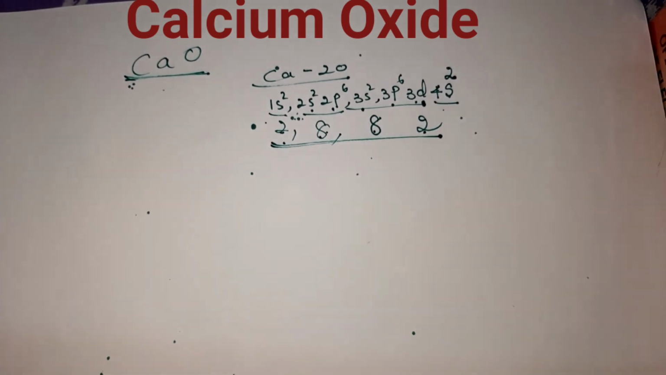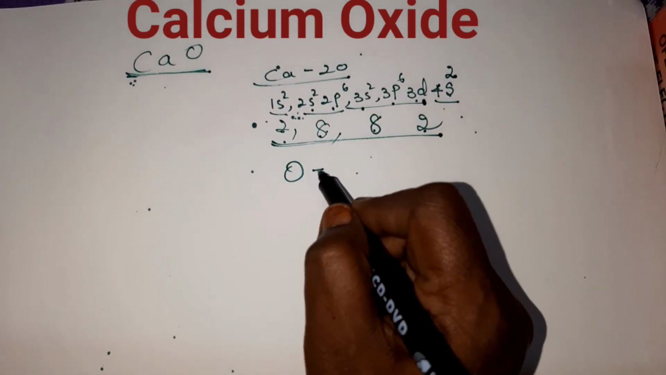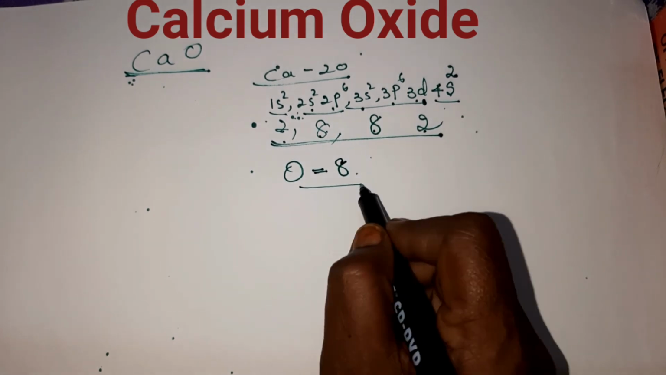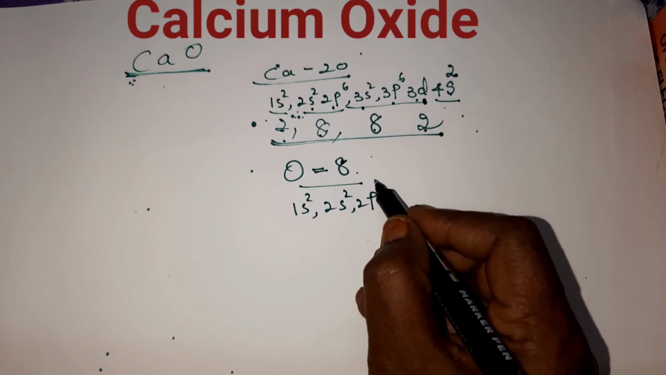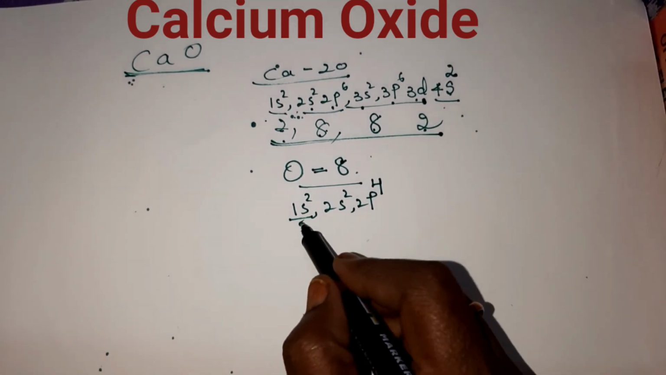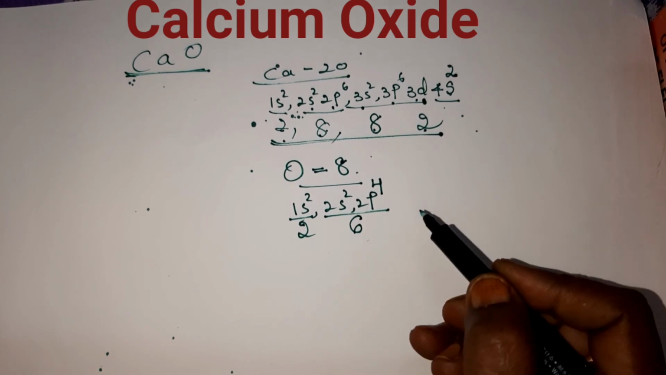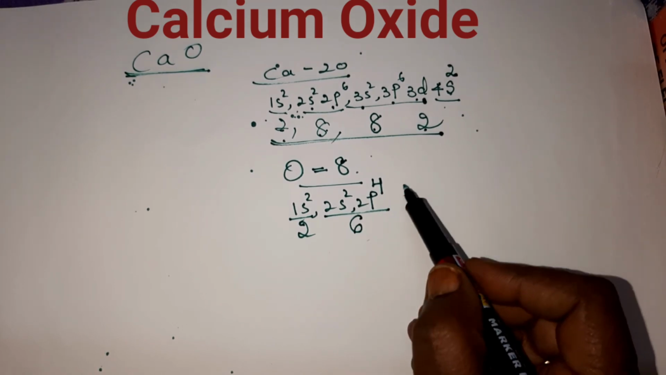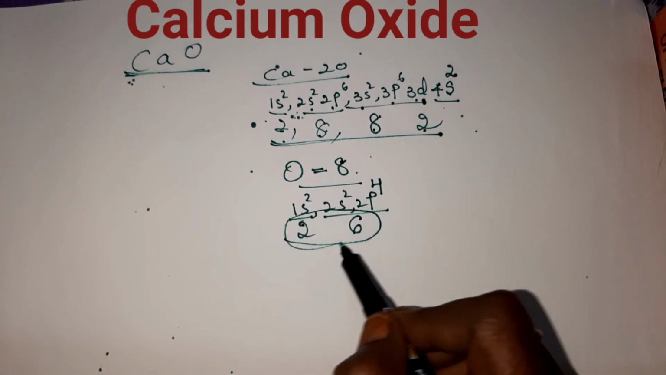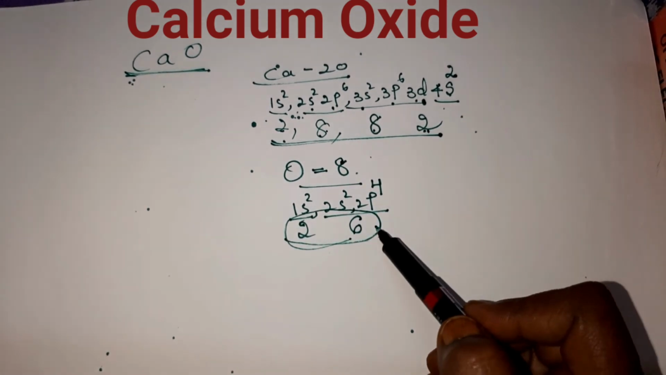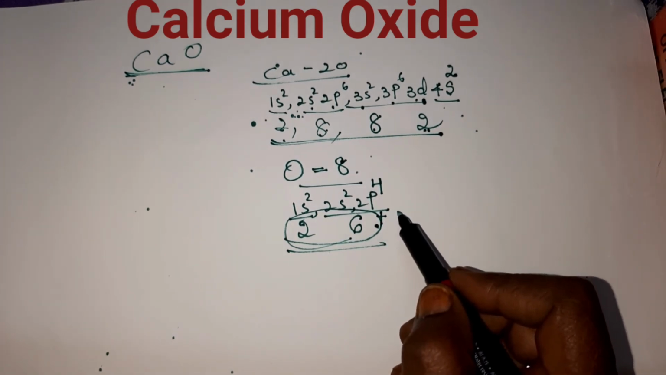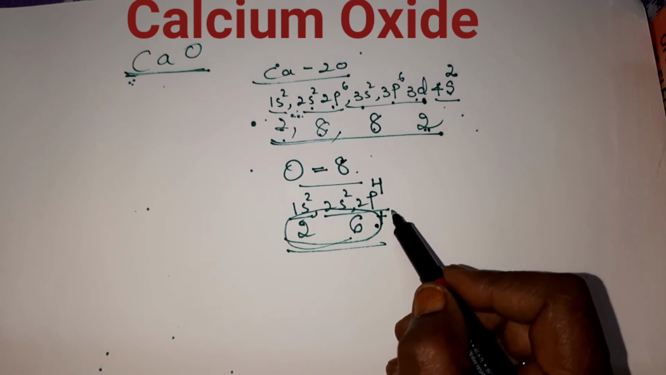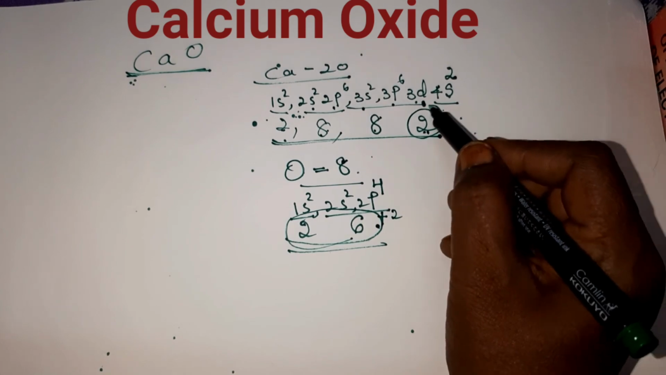And now the next is oxygen children. Oxygen atomic number is 8. So how do you write the electronic configuration? 1s2, 2s2, 2p4. So first shell 2 electrons, second shell 6 electrons. So oxygen, in order to attain octet electronic configuration, receives 2 electrons from calcium and becomes completely filled, or it attains noble gas electron configuration. It receives 2 electrons and calcium loses 2 electrons.